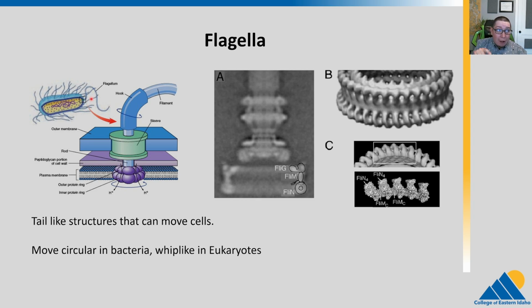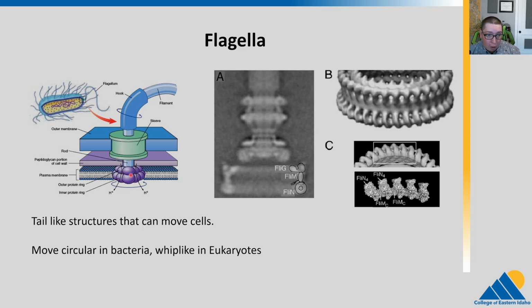In bacteria, flagella move in kind of a corkscrew-like circular pattern, like a propeller, to drive the bacteria through a liquid. In eukaryotes, they move in a whip-like fashion to move things through the liquid. These systems evolved independently, and I think flagella are one of the coolest looking things.